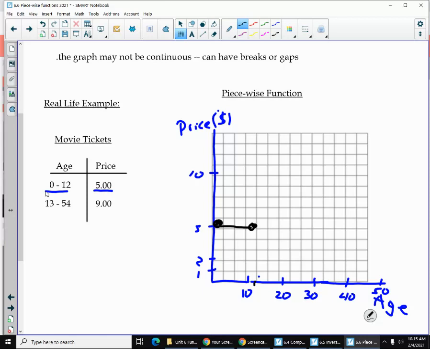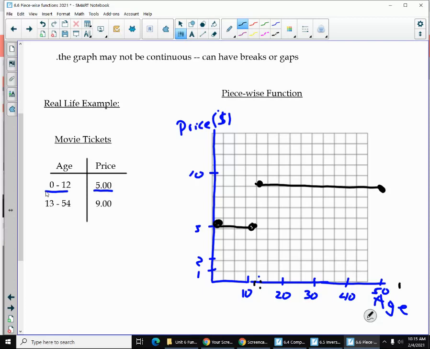If your age is between 0 and 12, you are paying $5. Now, if your age is between 13 and 54, you are paying $9. So 13 will be somewhere here, and 54 will be somewhere here, so you are paying $9. So this is the graph. In other words, you are paying $5 if your age is between 0 and 12 inclusive, and you are paying $9 if your age is between 13 and 54.